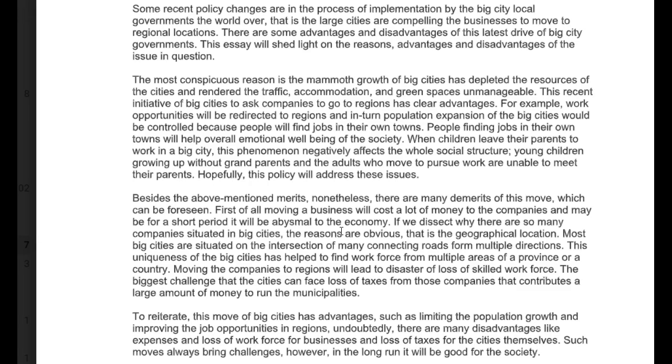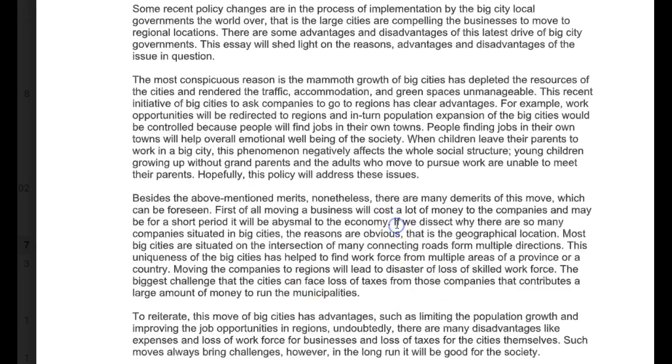"If we dissect why there are so many companies situated in big cities, the reasons are obvious. That is, the geographical location. Most big cities are situated on the intersection of many connecting roads from multiple directions. This uniqueness of the big cities has helped to find a workforce from multiple areas of a province or a country. Moving the companies to regions will lead to a loss of skilled workforce. The biggest challenge that the cities can face is loss of taxes from those companies that contribute a large amount of money to run the municipalities."